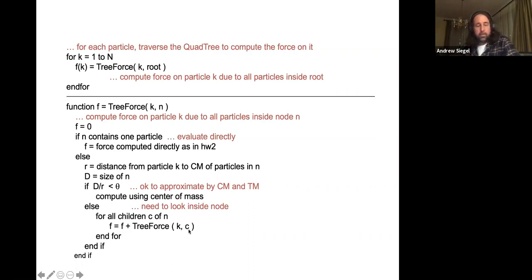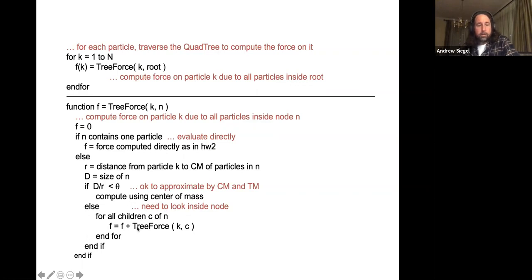So we're going to call tree force again recursively. Let's say that each of those are just leaf nodes with one particle. Then for each of them it would just call the direct force calculation, sum them all up, and the force on that particle would be the sum of the forces of the subnodes. And this is true recursively. So it will cover all possible particles by the time it's done executing, right?